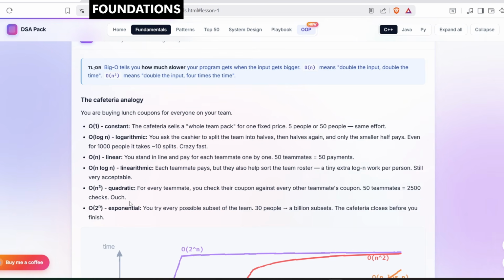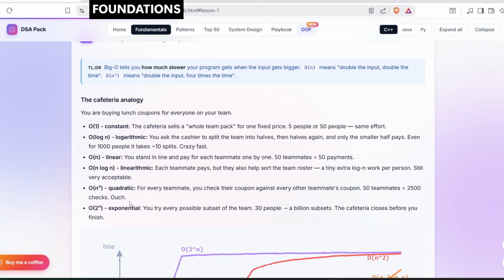Still very acceptable. O of n squared, quadratic. For every teammate, you check their coupon against every other teammate's coupon. 50 teammates equals 2,500 checks. Ouch. O of 2 to the power n, exponential. You try every possible subset of the team. 30 people, a billion subsets. The cafeteria closes before you finish.